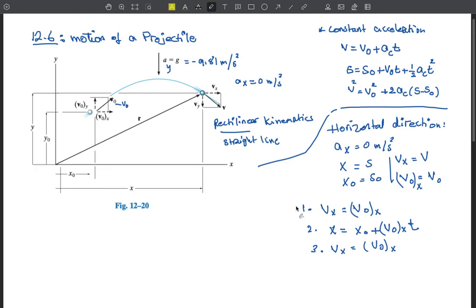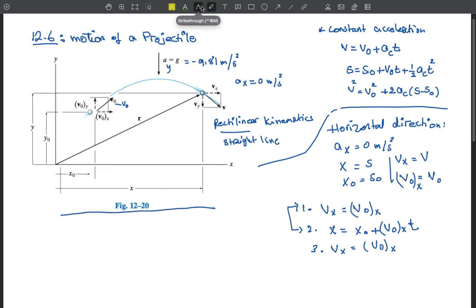Basically, we have only two equations, the first one and the second one. We know that the final velocity in the x direction equals the initial velocity in the x direction. Also, we know that the final position in x equals the initial position in the x plus the initial velocity in the x multiplied by the time.